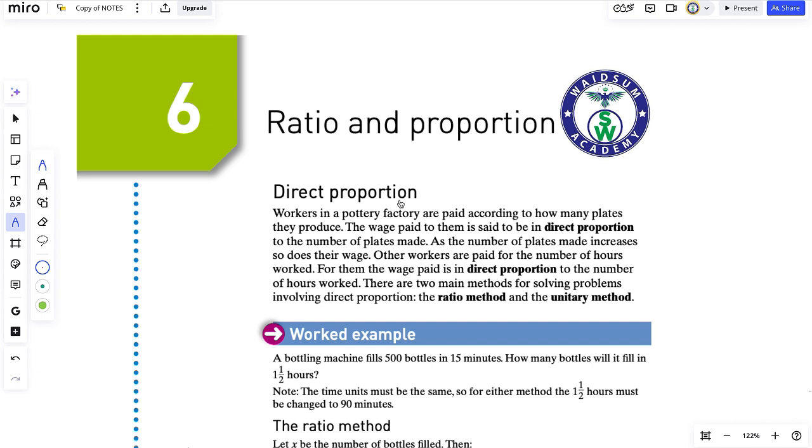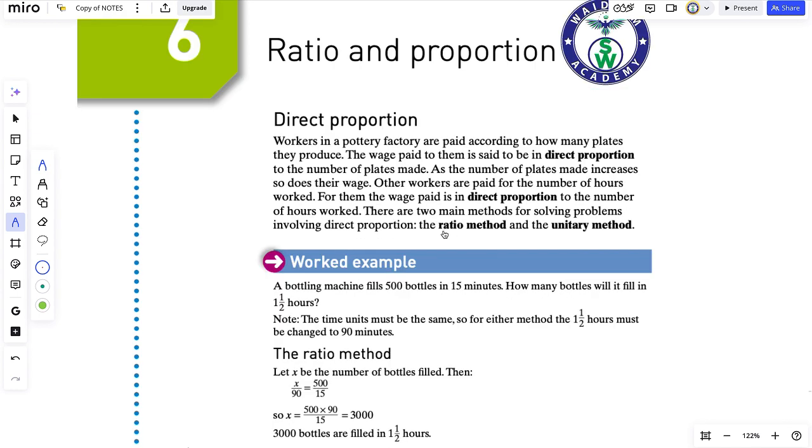So these are the types of proportion we have. Relationship between two quantities, such that when two quantities increase simultaneously, the increase in one affects the other one to also increase. Such proportion is known as direct proportion. And when one increases, the other one decreases, we call it inverse proportion. Okay, so these are the two types of proportion.